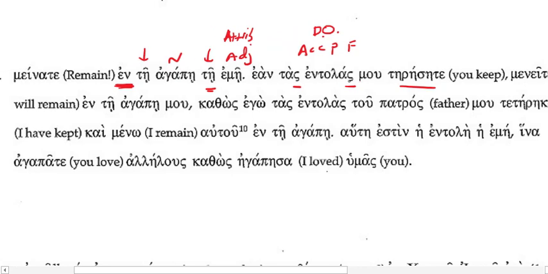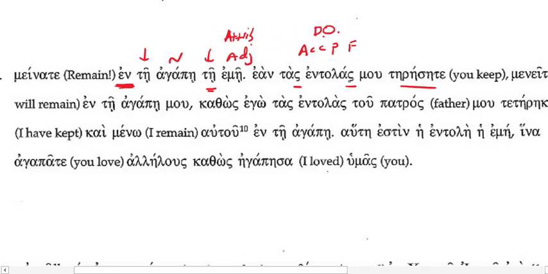meneite, you will remain, and te agape mou, in my love. Okay, in my love. You've learned mou is my, right? So in my love. Kathos, that's one you've learned, as or just as. Ego, I. Now look, I have tas entolas again. Has my case changed?